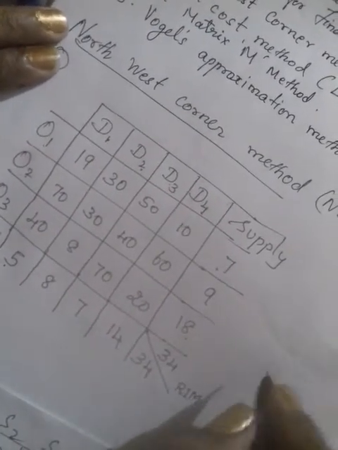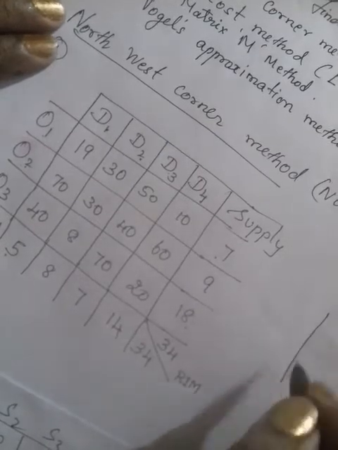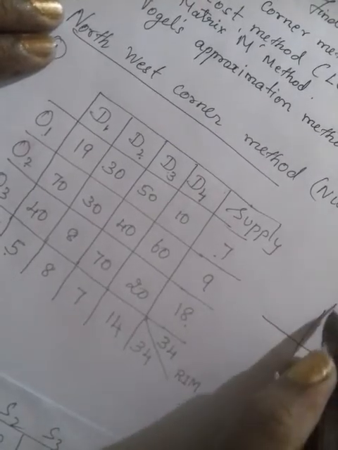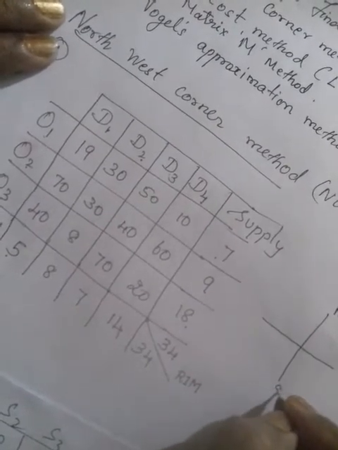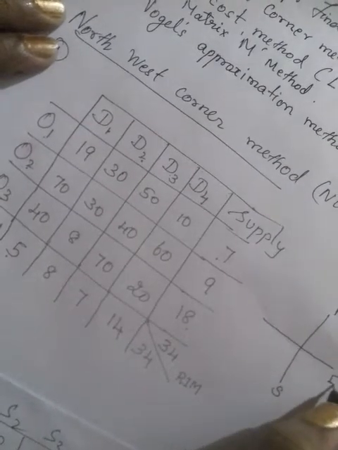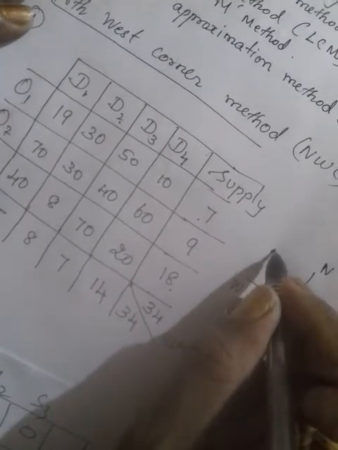Next, what is the northwest corner rule? Which one is north? This is north and this is south. This is east and this is west, isn't it? Which one is northwest? This side is northwest.